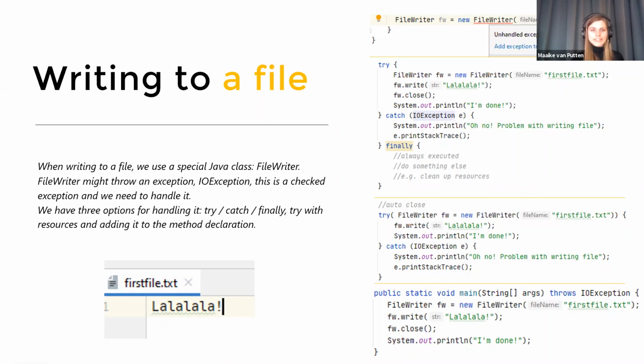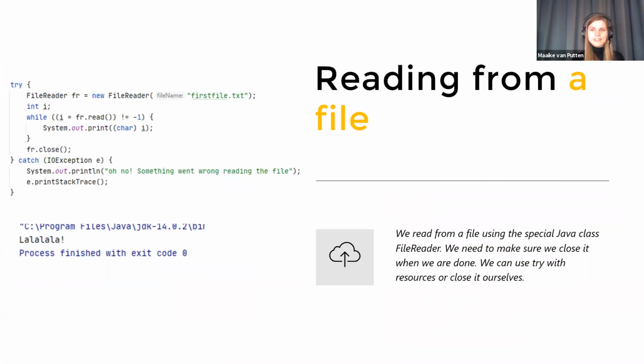All right. Let's now move on to reading from a file, which is slightly more complicated, but not that much more complicated. As you might have guessed, there is a special class in Java called FileReader, which we can use to read from files. And again, it might throw exceptions, so we need to surround it with try catch, and we have to catch the IOException it might throw.